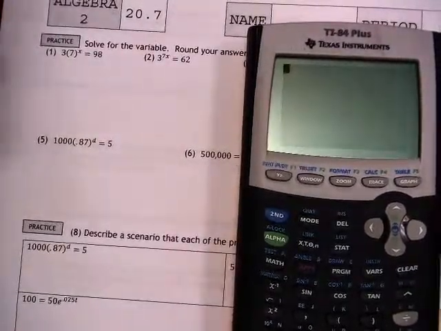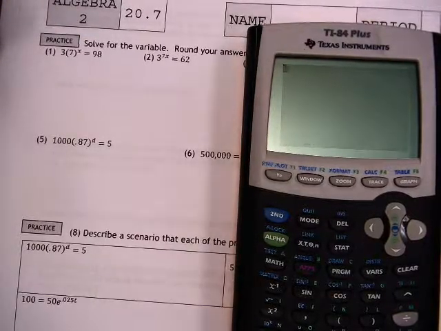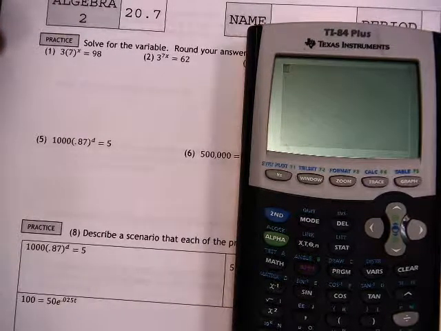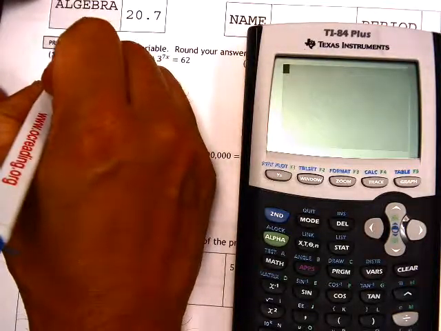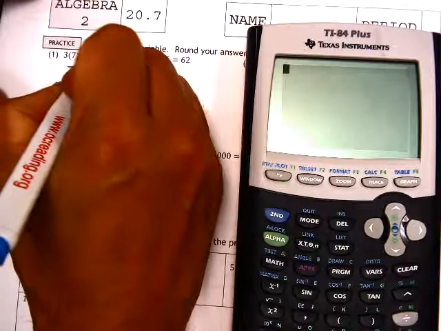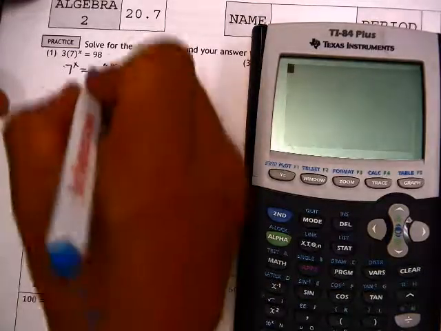So let's look at problem number 1 now. We have 3 times 7 to the x equals 98. So we'll first apply division by 3 for both sides. So I have 7 to the x equals 98 over 3.